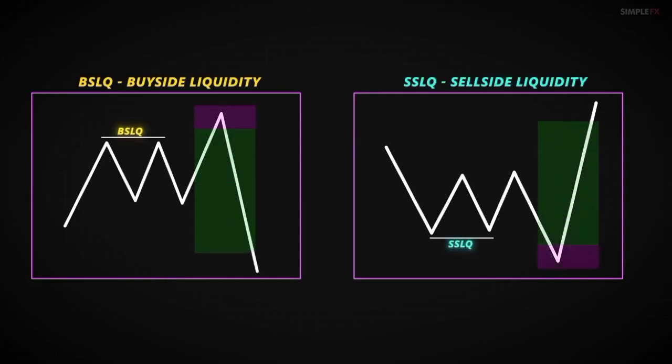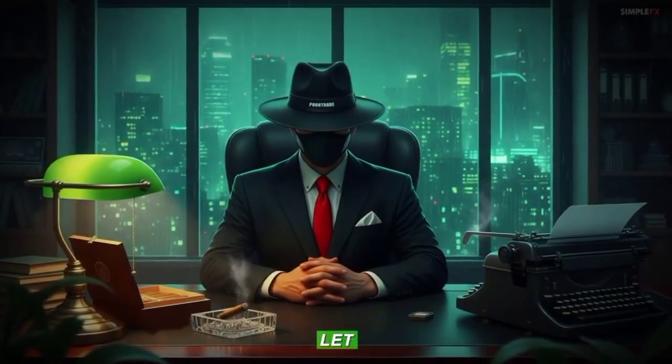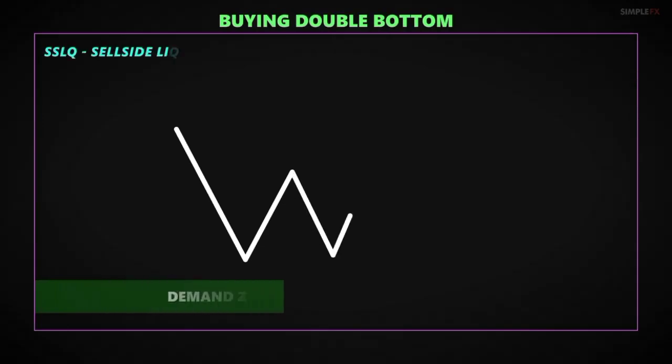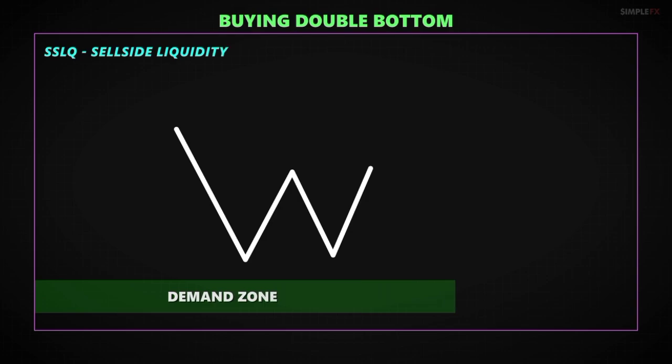It's simple, but powerful. To make this even clearer, let me walk you through a simple example. Imagine price is in a downtrend and forms 2 equal lows, what we call a double bottom. Now, a lot of retail traders see this and immediately think the market has found strong support, so they start buying. But under the surface, something else is going on.